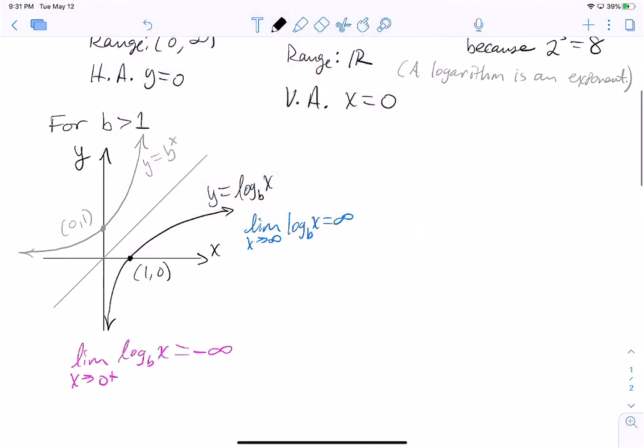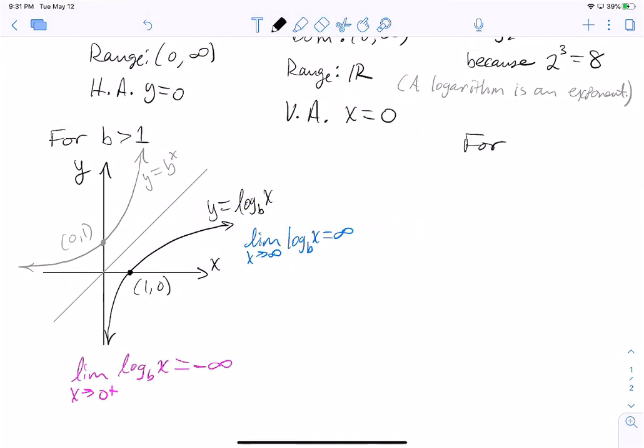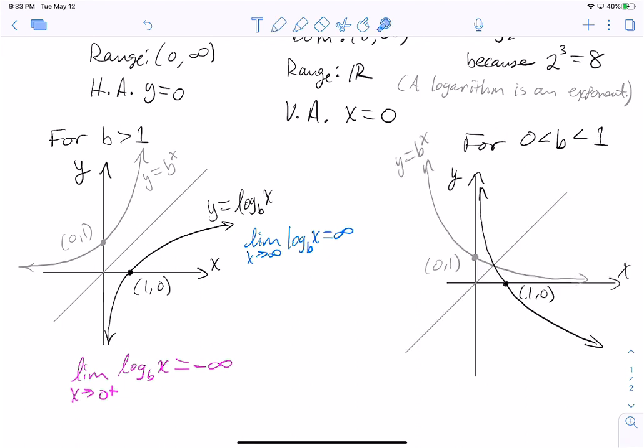Now I said we were going to look at another graph. The other one is for a base b that is positive but less than 1. If our base is less than 1, then our graph of y equals b to the x shows us exponential decay. The reflection about y equals x will give us the graph of the logarithmic function. Y equals b to the x goes through the point 0, 1 again, and so its inverse goes through the point 1, 0. We can again see from the graph that we have a couple of limits.